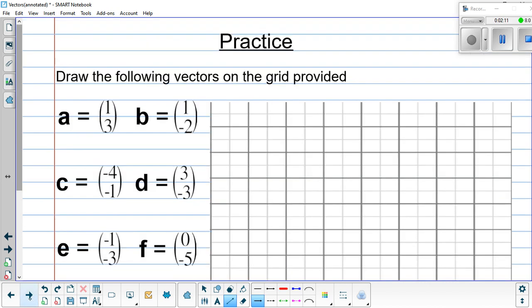Here are a variety of vectors I would like you to draw. Make sure you draw and then label on them what they are. Press pause, and when you're done, press play, and we'll go through the answers quickly.